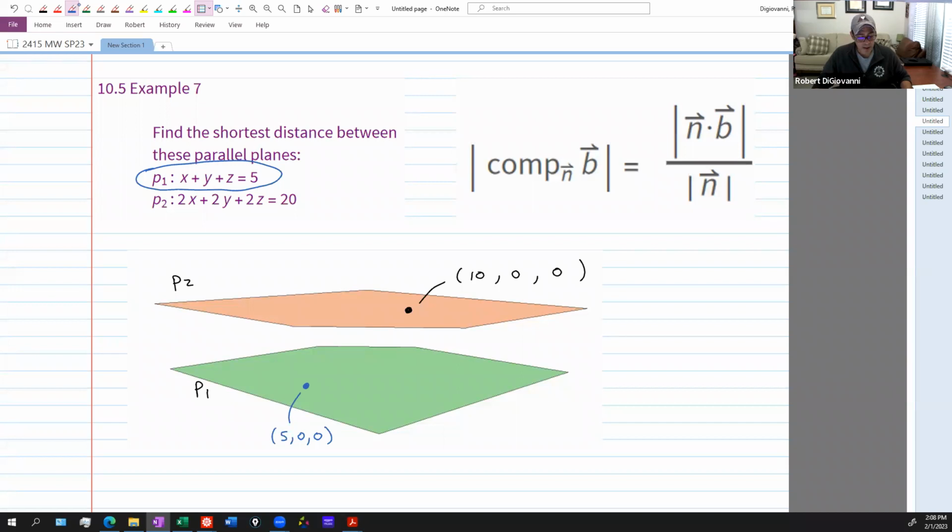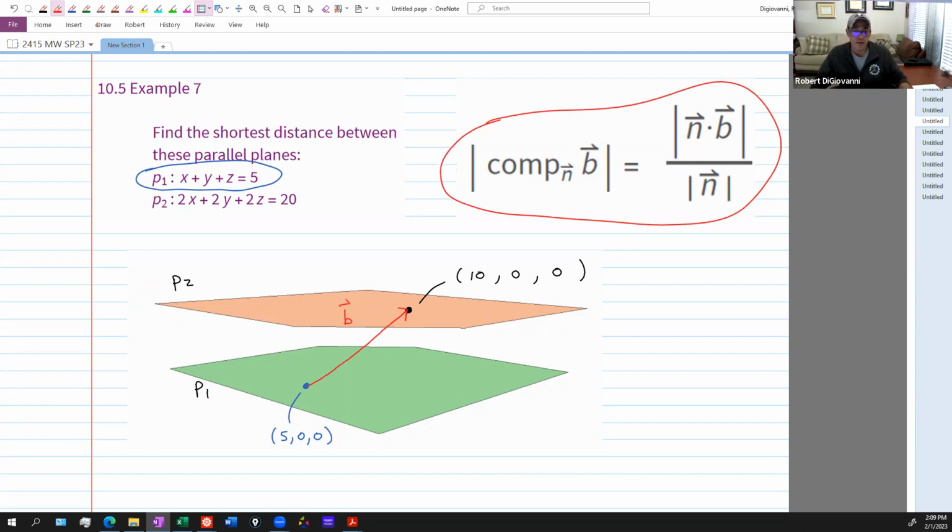Okay, once I've got that, I'm going to create a vector that goes from plane 1 to plane 2. That will be the B vector in this formula that I'm going to use. Okay, it's the B vector. And so B for us is the vector 5, 0, 0. Right? It's the vector that goes from the blue point to the black point. Questions there?